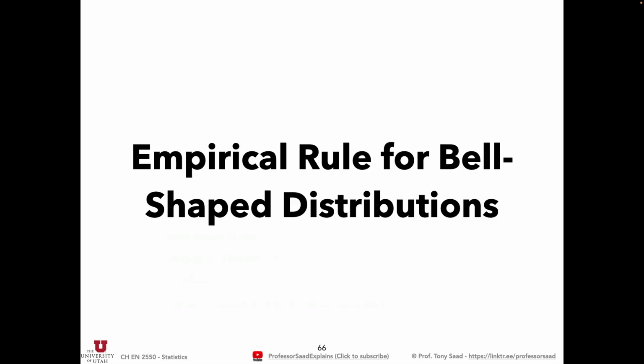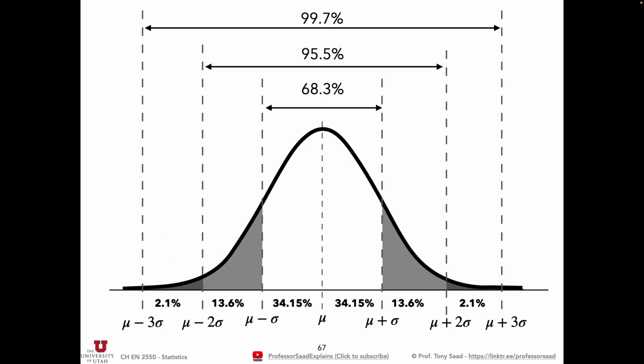All right. Next is the empirical rule for bell-shaped distributions. Who knows about this rule? 68% of the data. Okay, in what context? I'm curious. In what context did you learn it?